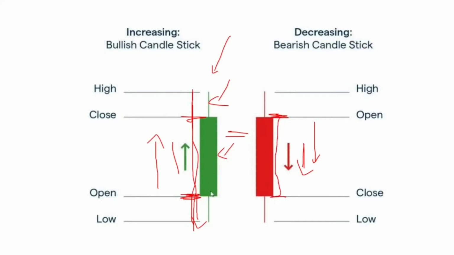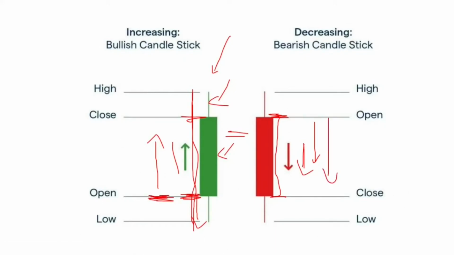So this is the only difference between the red candle and the green candle. In a green candle we have the open at the downside, and in a red candle we have the open at the top side, because in a green candle the price moves from downside to upside. In a red candle the price falls from upside to downside. So that is how the candle will be formed.